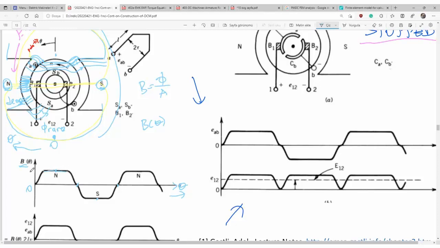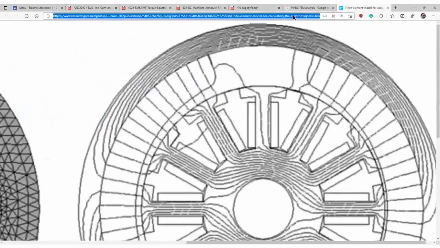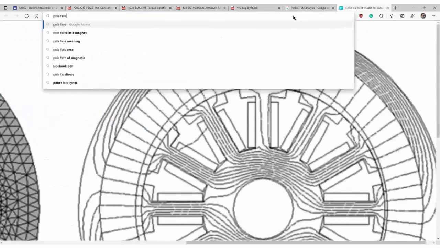It is a design. We made this on purpose. We made a special design on pole faces. Let me show you pole tips. Pole face, DC motor.